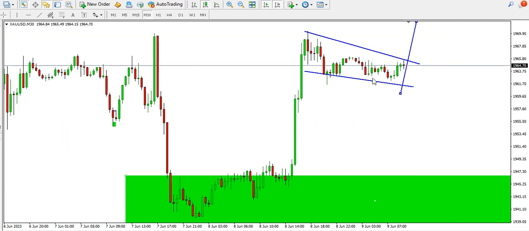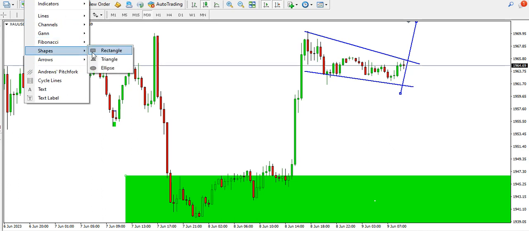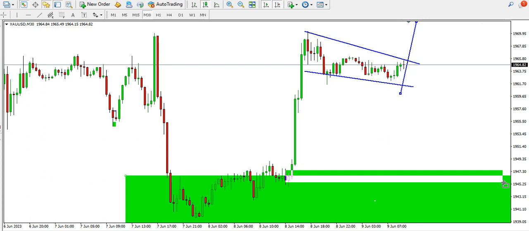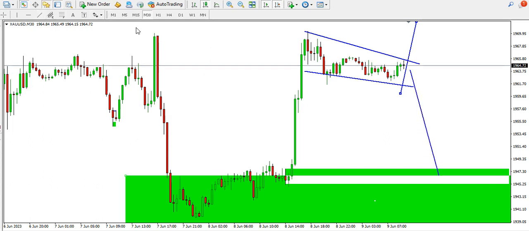On the 30 minutes time frame, what do we have? Still a flag pattern, but we have this particular order block on the 30 minutes time frame that might serve as support to price. I'm talking about this order block at the 1946 level. In case price should drop to that level, price might find support at that level for price to go back up. All right, so that's that on the 30 minutes time frame.